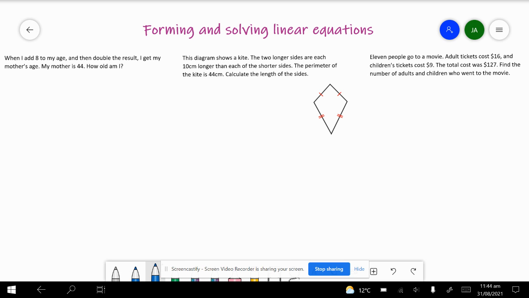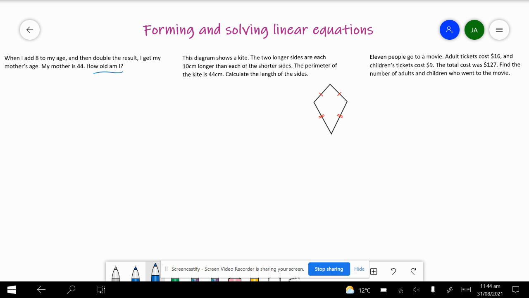So here we're looking at forming and solving linear equations, and I've got 3 examples here. First of all, define what your variable is. So we'll look at the first one. When I add 8 to my age and then double the result, I get my mother's age. My mother is 44. How old am I?